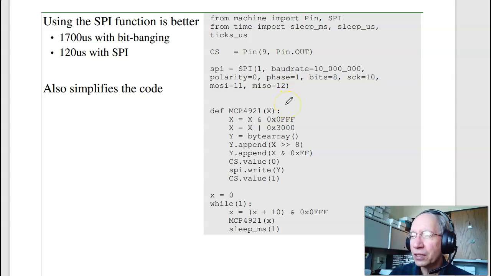Okay, set up your data. The first 4 bits are 0011 or 3. To use the SPI port, my data has to be in a byte array. So I'm going to take my data, start with an empty array. The first 8 bits are the most significant bits. The next 8 bits, the least significant bits. Bring chip select low, send out the SPI data, bring it high, and you got your data.